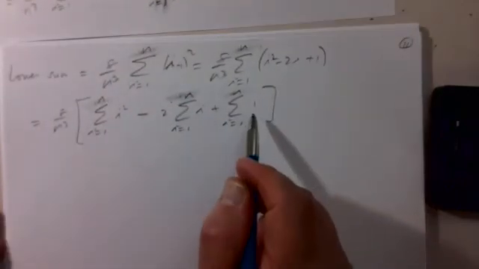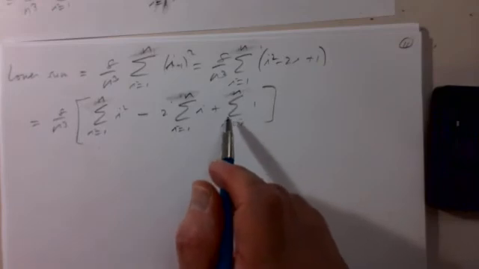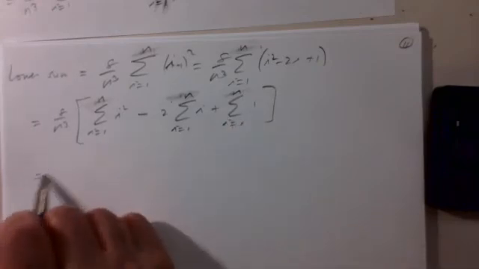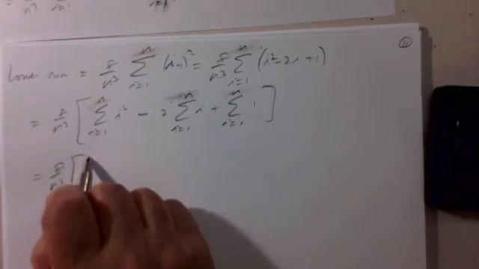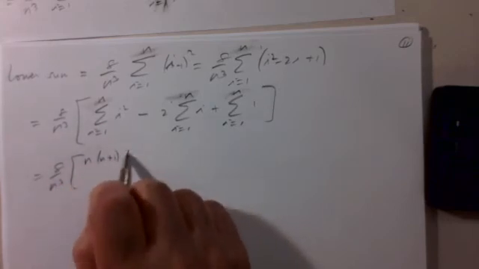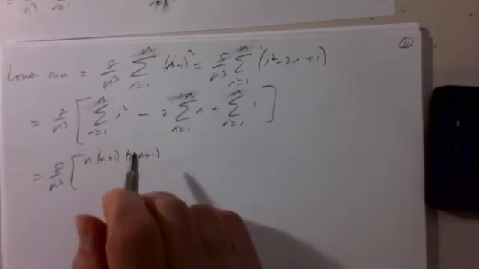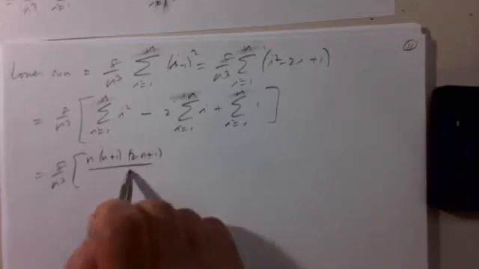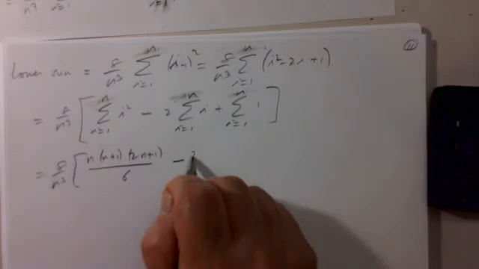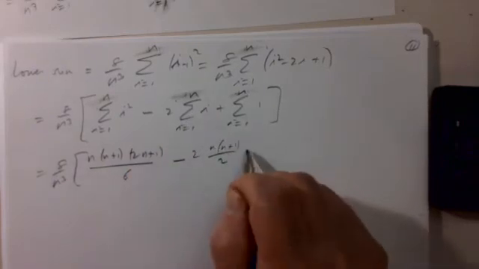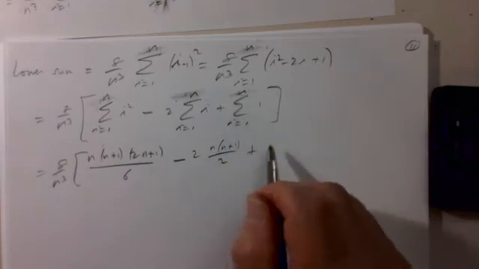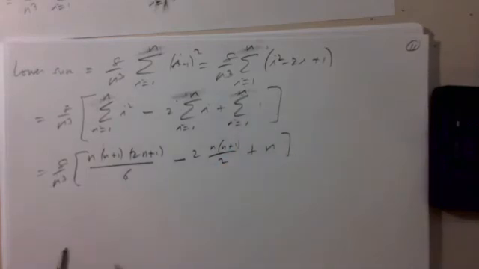Okay. Now these are sums that I wrote down previously. The sum of the first n squares is n times n plus 1 times 2n plus 1 over 6. The sum of the first n integers is n times n plus 1 over 2. And if you add 1 to itself n times, you get n.